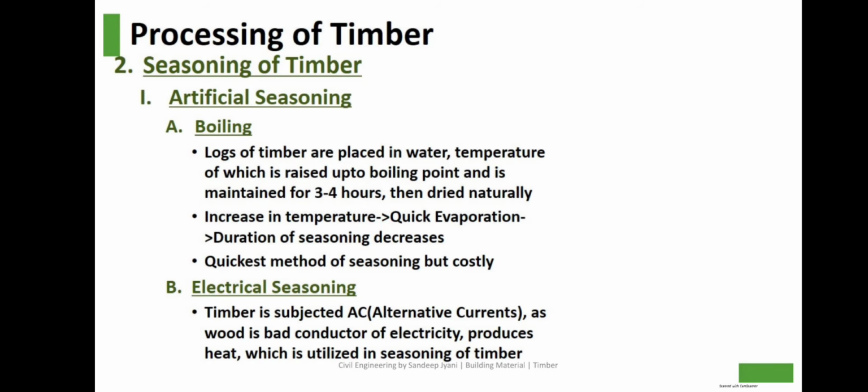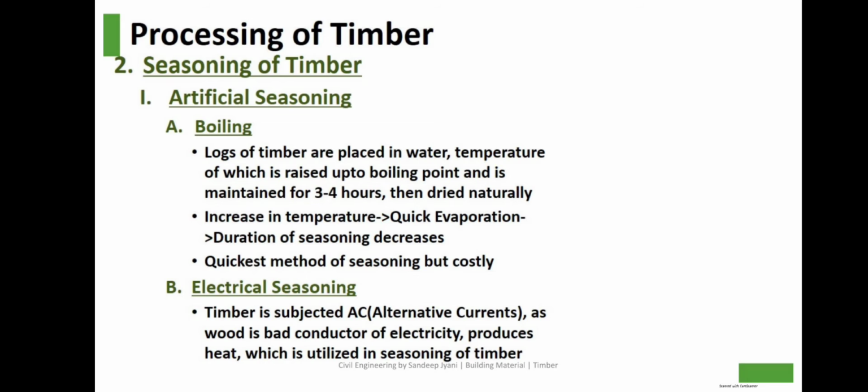First, artificial seasoning. A, boiling. Logs of timber are placed in water, the temperature of which is raised up to boiling point and maintained for 3 to 4 hours. Then dried naturally. With increase in temperature, evaporation is quick, and the duration of seasoning decreases. Quickest method of seasoning but costly.